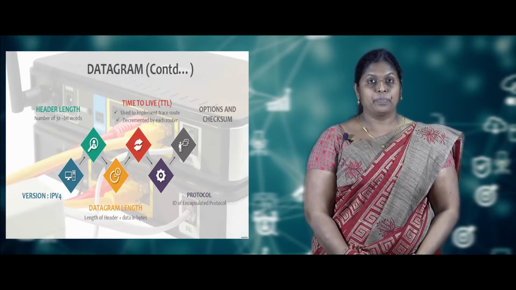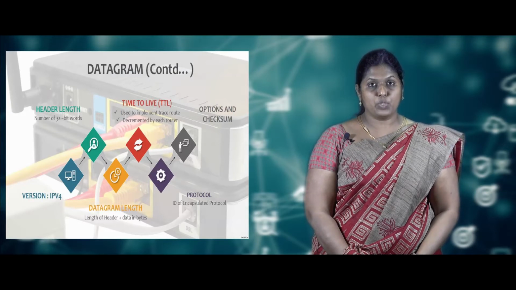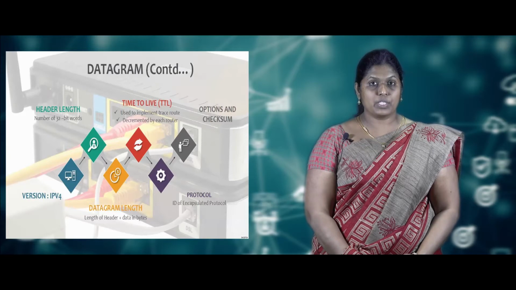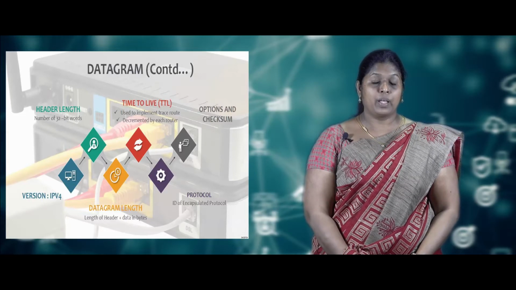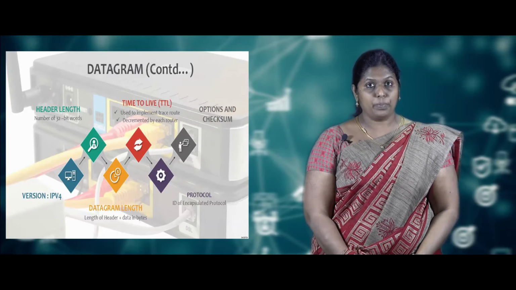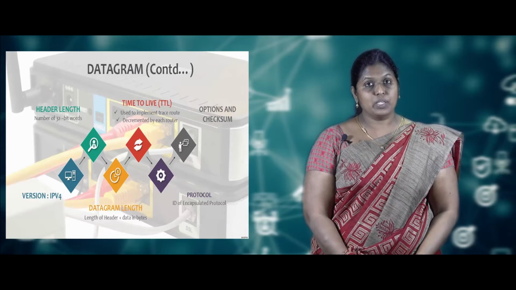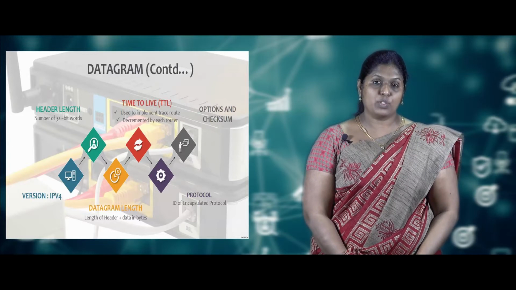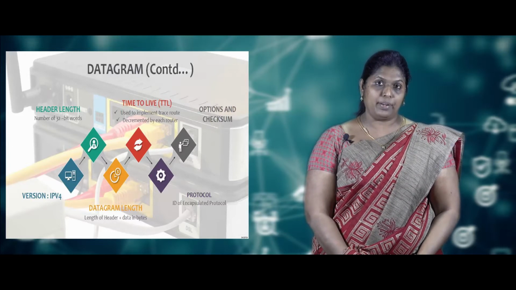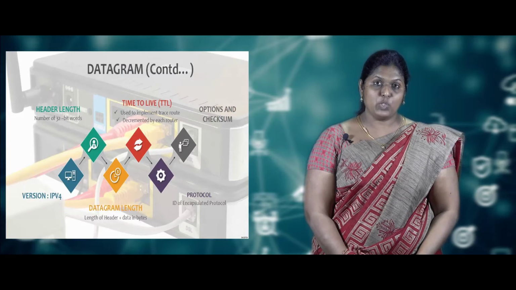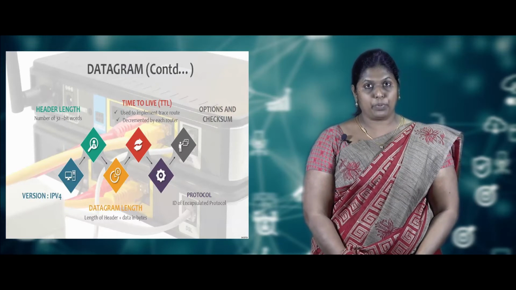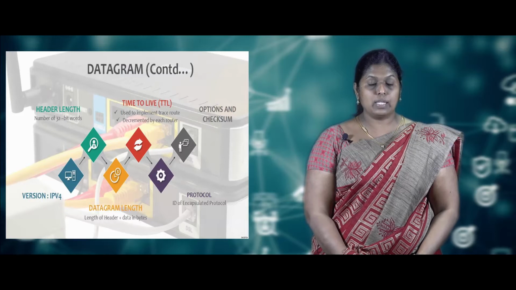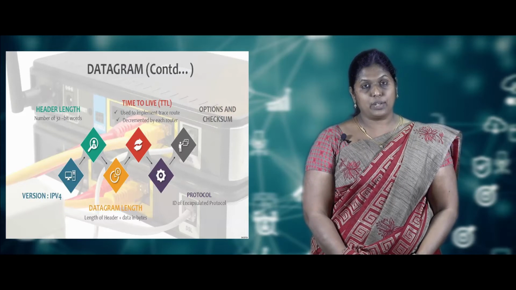Now the next part is the TTL, which is nothing but the time to live. This ensures that the route of the packets can be traced, and packets are eventually dropped when they are looping. Now the next part is the protocol ID, and this ID is meant to identify the type of protocol, whether it is TCP or UDP.